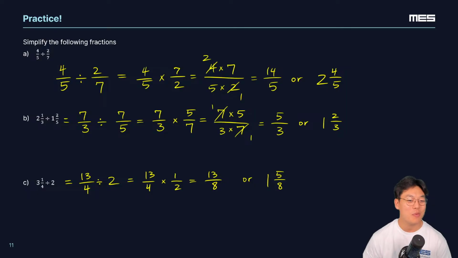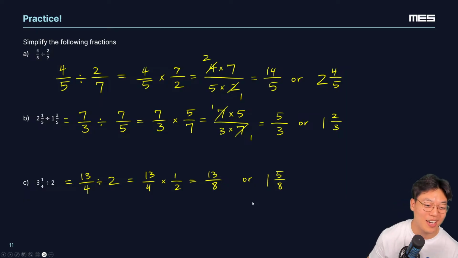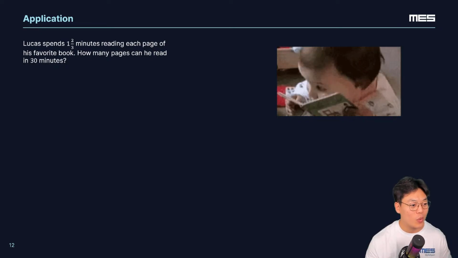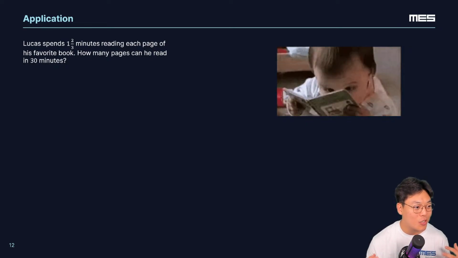Amazing work. Can you believe that we've gotten this far after talking about just chocolate and improper and mixed numbers at the very beginning? Can you believe we've gotten this far, right? Amazing work. Now, let's apply it to an actual question, to an actual application problem.